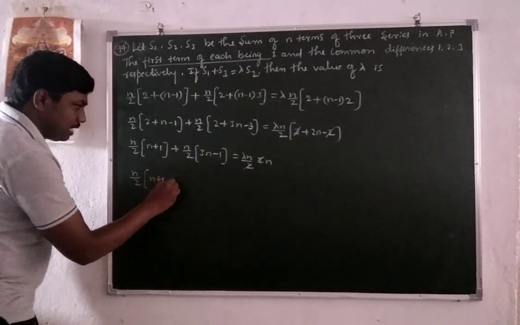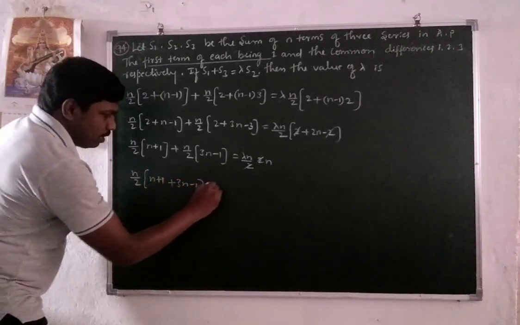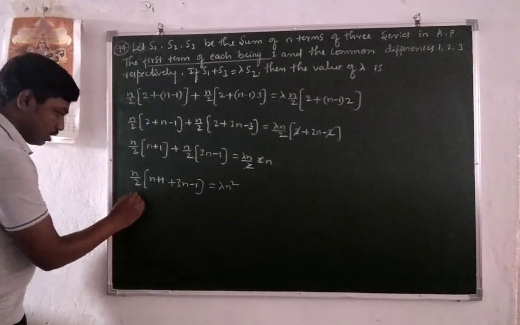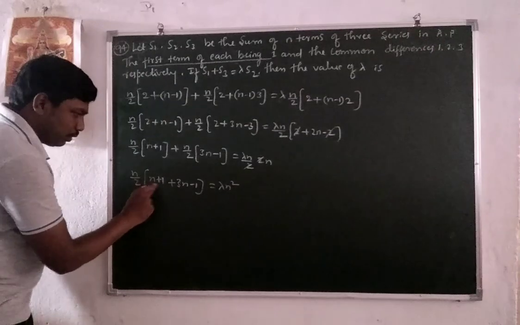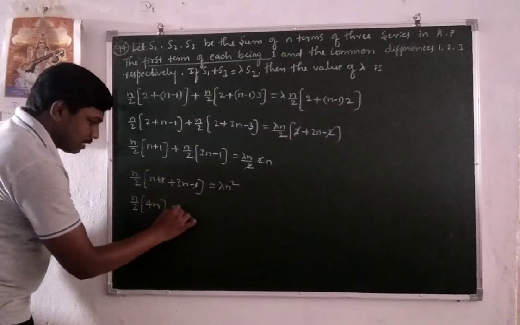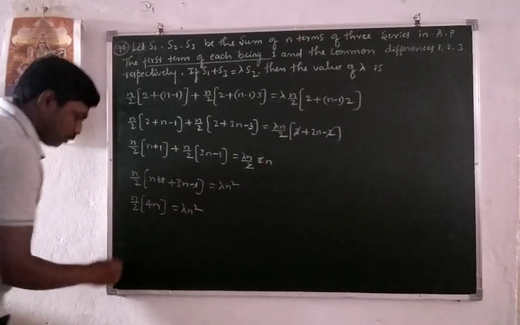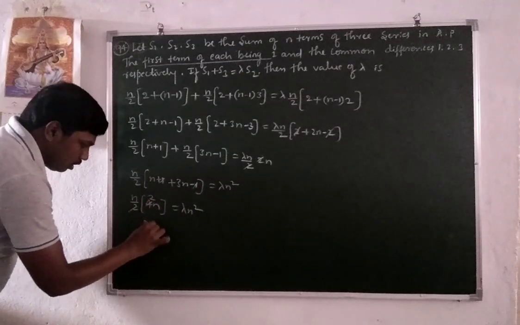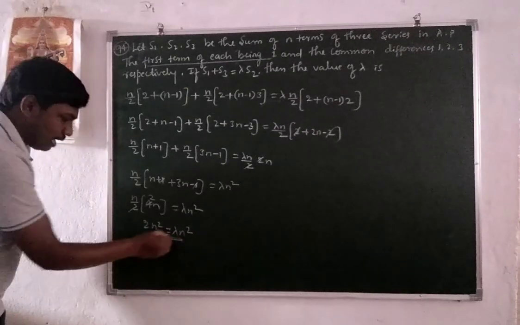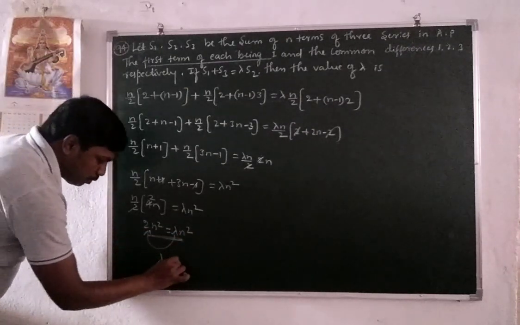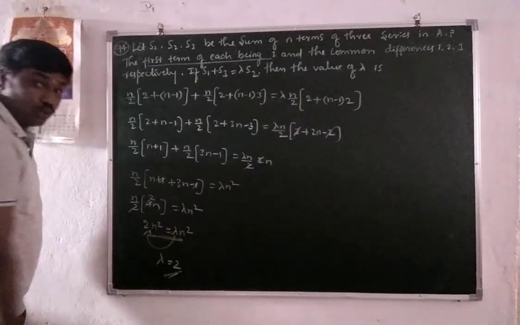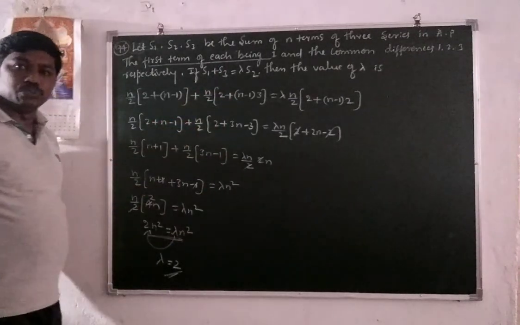The remaining terms are n plus 1 plus 3n minus 1, which equals lambda n square. So n by 2 into n plus 3n, which is 4n, with minus 1 plus 1 cancelled, is equal to lambda n square. So 2n square is equal to lambda n square. Equating, lambda is equal to 2. The value of lambda is 2.